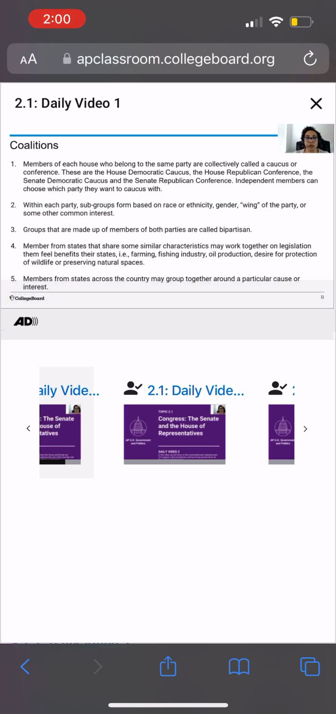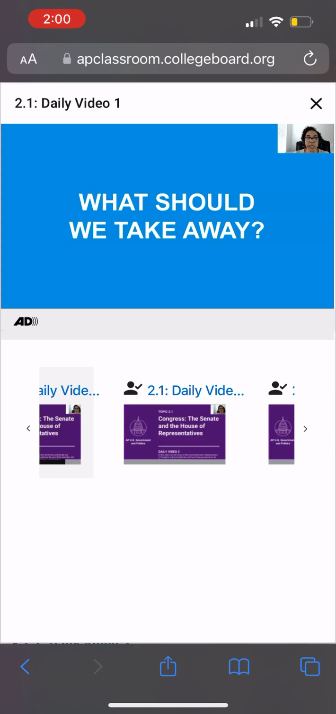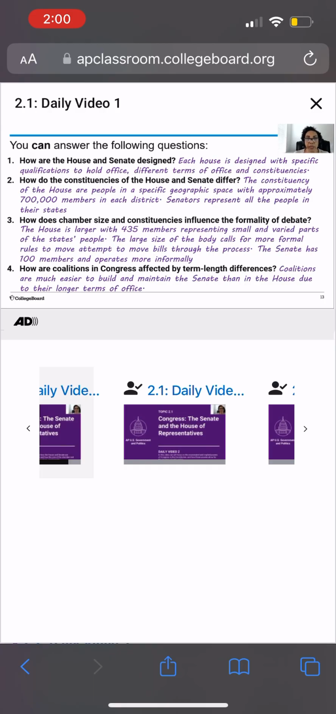All right, so what you are going to be able to take away, you can answer all of the questions. We have each house designed with specific qualifications, different terms of office, and constituencies. In terms of how they differ, we've got the House with the smaller geographic spaces, the districts, about 700,000 people, and then we've got the senators representing all the people in their states.